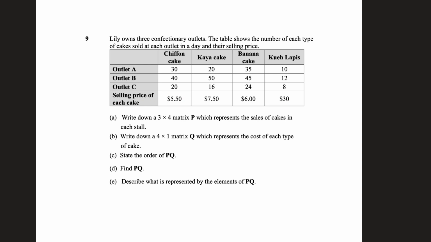This fourth one is like 4 by 4, so I don't really need it because it's telling me the selling price of each cake. I just want to represent how many sales I made. So this tells me 30 chiffon cakes were sold at outlet A, 20 kaya cakes were sold at outlet A. This is just the selling price of each cake, so I don't need it for my matrix.